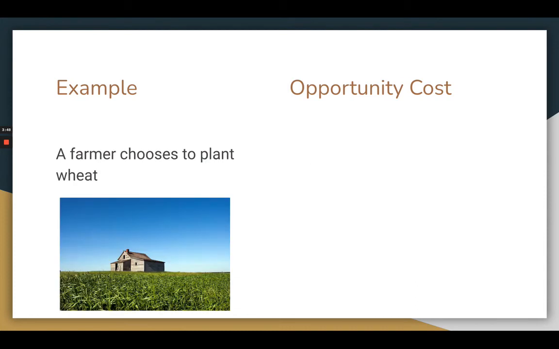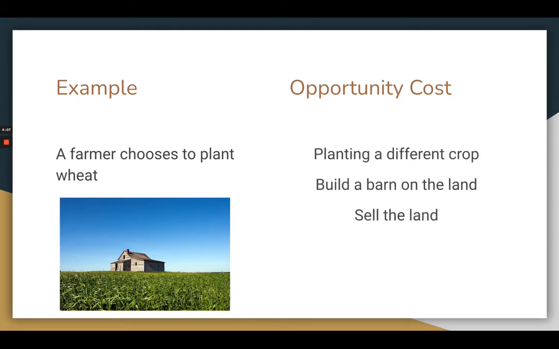A farmer chooses to plant wheat. Go ahead and pause the video and think of the opportunity cost of that decision. All right, what did you come up with? In this one, you could have identified several opportunity costs, even beyond these three that I have up here.